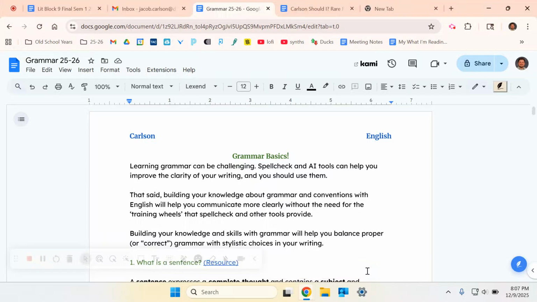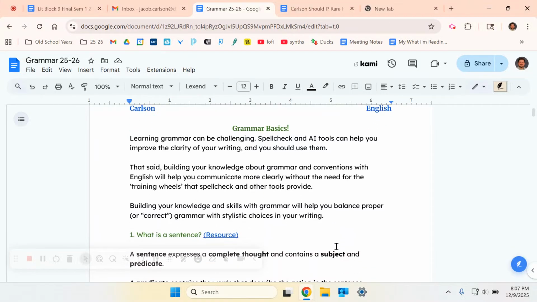Hey, everybody, Mr. Carlson. We are going to be talking about grammar. Your task is going to be to read this document that you now have access to and then apply the understanding of grammar to your current Animal Farm essay.